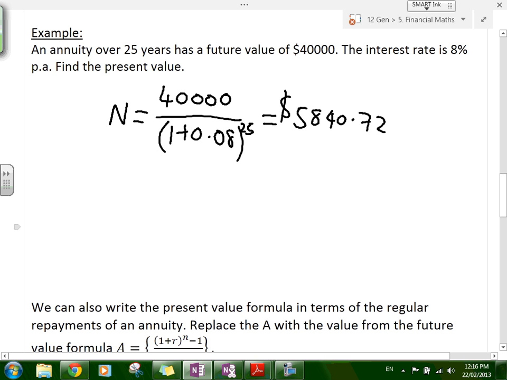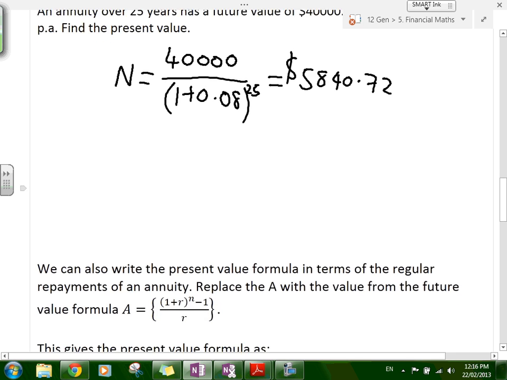Now, we come back to this. The thing about it, we can also write the present value formula in a different form. Well, if we insert A from the future value of annuity formula into this formula, then you get a different type of formula, which looks a bit complicated, but it has many uses: you can work out repayments that you might have to make, or you can also work out loan repayments if you're talking about loans. I'm going to do that now in the examples.